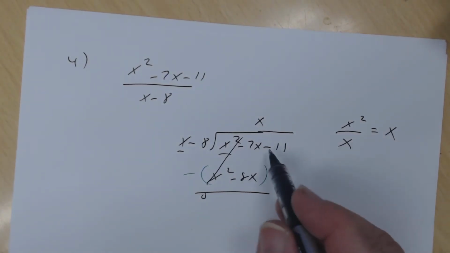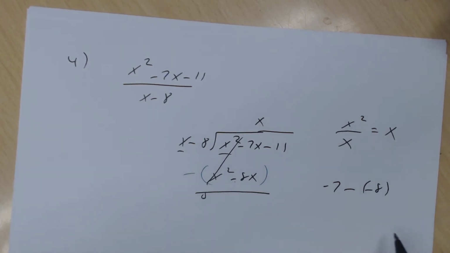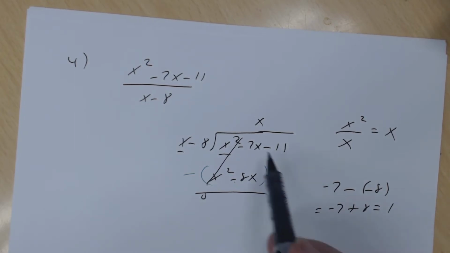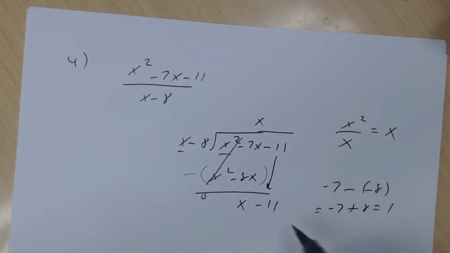Now right here you have a negative 7 subtract a negative 8. Use your calculator, just type it in just as you see it. Negative 7 subtract a negative 8. But really this is saying negative 7 plus 8, which is just 1. So if you had used your calculator and typed negative 7 subtract negative 8 and pressed enter, you should have gotten 1. All right, so that means negative 7x subtracting negative 8x is a positive x. That's 1x or just x. And we bring down the next term, minus 11.